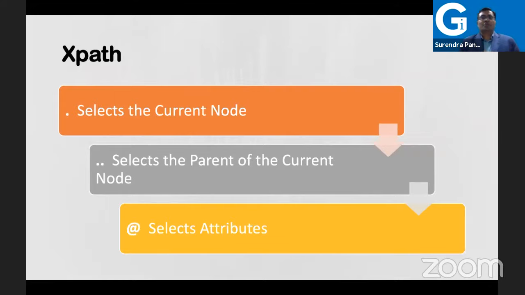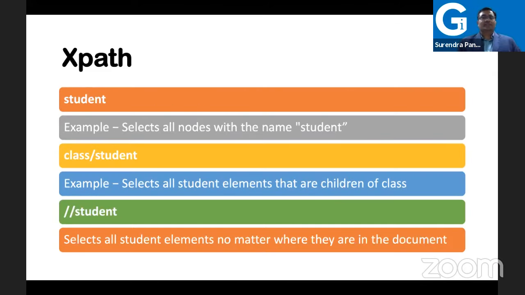Now what does attribute mean? Attribute means something where you have key and value. So you are going to see this again, like how you are going to access the attribute here.